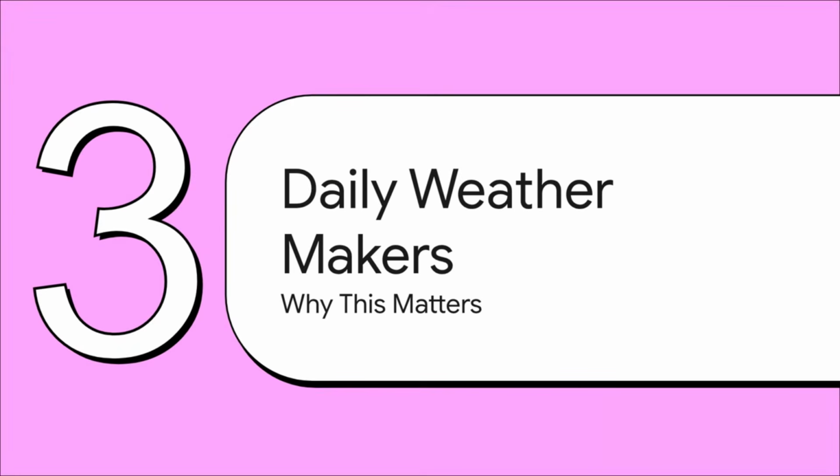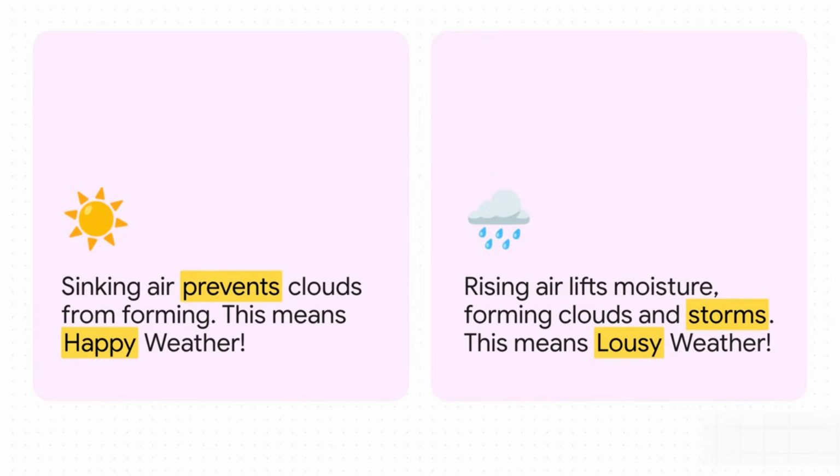Okay, so a giant air dance is cool and all, but why does any of this matter to you? Oh, it's simple. This invisible movement is literally the engine that creates all of our weather. And here's the biggest takeaway. That sinking air in a high-pressure system, it actually stops clouds from forming. So just think, H is for high, which means H for happy weather, clear, sunny skies. But that rising air in a low-pressure system, it lifts moisture up, creating clouds and storms. So L is for low, which means L for lousy weather.